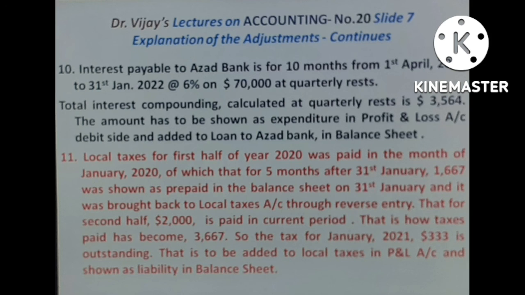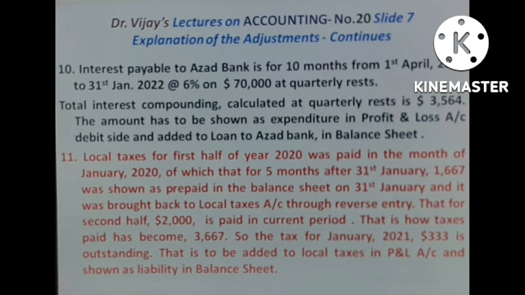So, interest payable to Azad Bank is outstanding. That we have to show on the debit side of the profit and loss account, 3,564, and along with the loan from Azad Bank, this should be added on the liability side of the balance sheet. Sorry, here it is shown as loan to Azad Bank. It is loan from Azad Bank. Sorry. Now, item number 11.